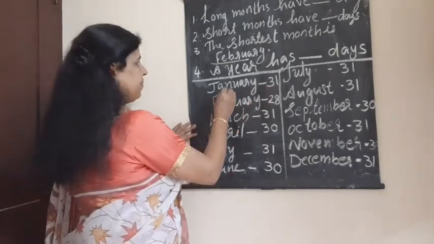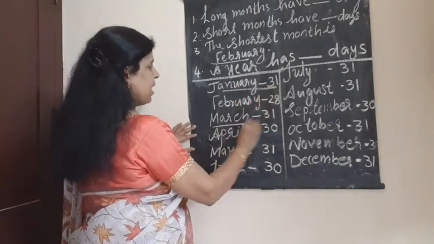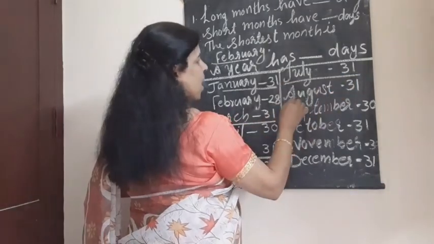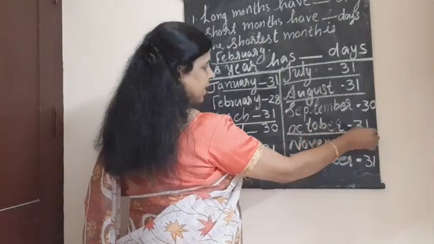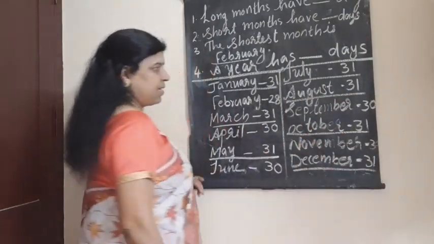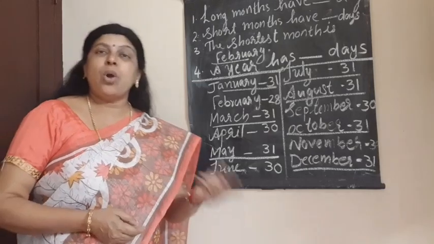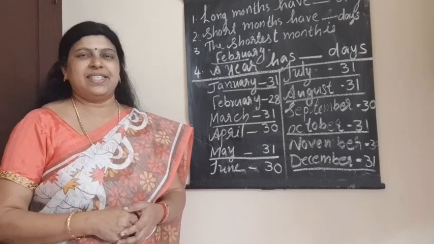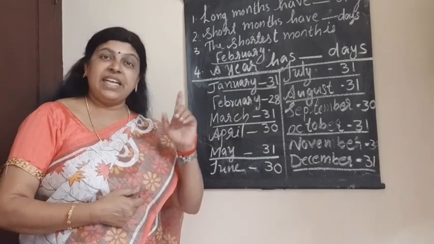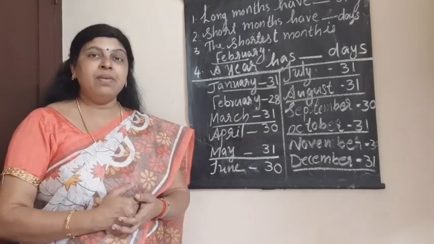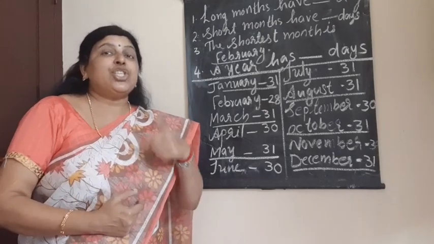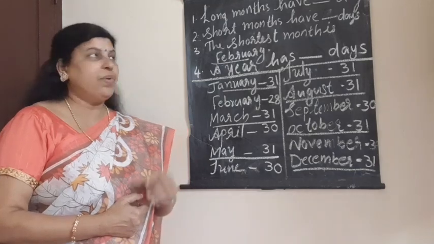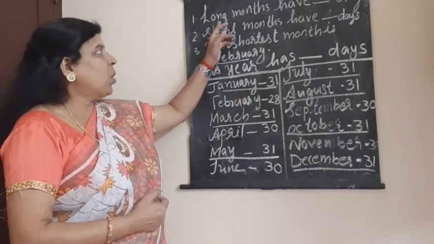January, then March, May, July, August, October, and December. These are the long months. Long months have 31 days. Short months have 30 days. And the shortest month is February.